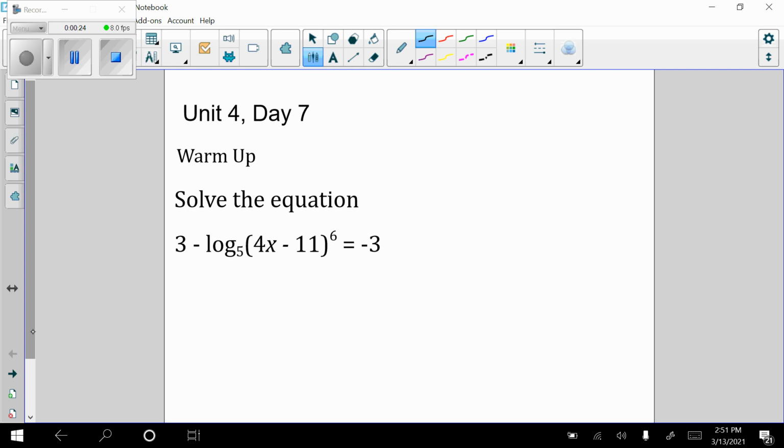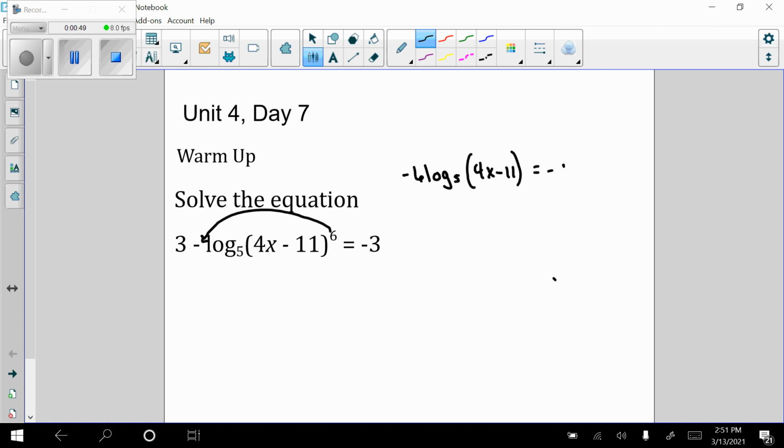Okay, so we're going to solve this log equation just as a little warm up. So I need to isolate my logarithm. I also can see that I need to bring this 6 out front. So I'm going to do all that at the same time. So I'm going to have negative 6 log base 5 of 4x minus 11. If I subtract 3 from both sides, I get negative 6.